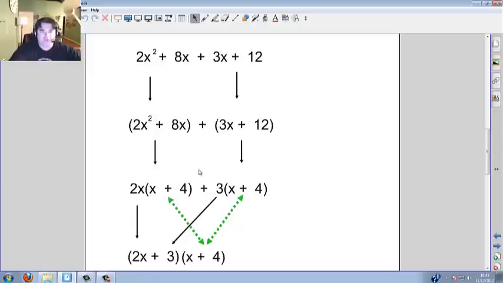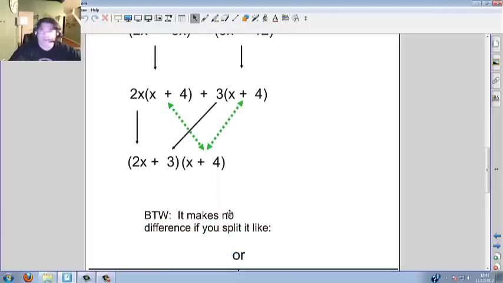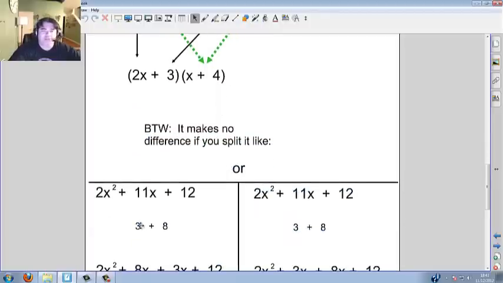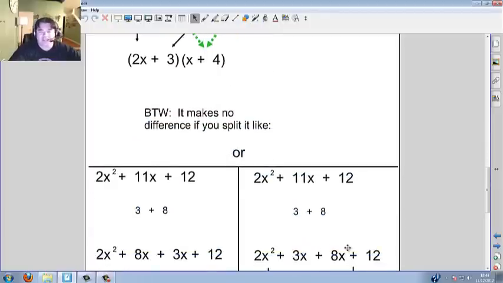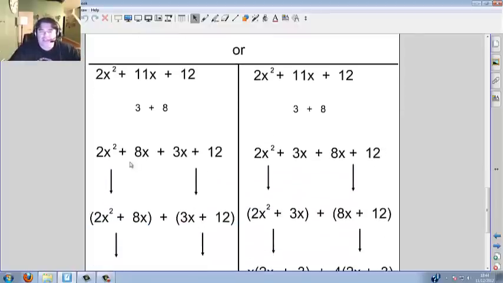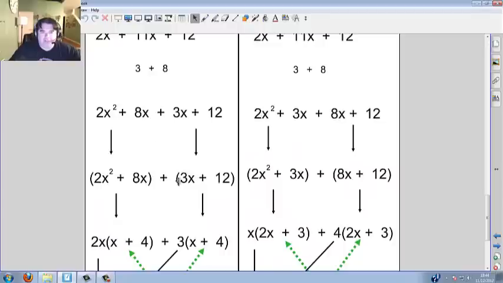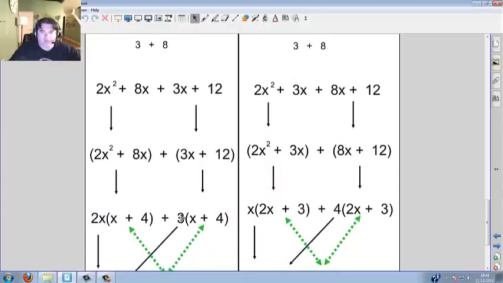So I have x plus 4 and x plus 4. 2x and 3 are both times in x plus 4. So 2x plus 3 here, x plus 4 right here. By the way, it makes no difference if I split it up as 8x and 3x or 3x and 8x. You can mix and match either way. You don't have to put the big one first or second. It makes no difference. Notice here how in the original, I went ahead and split them up, and I got 2x and 3, and they're both being times by x plus 4.